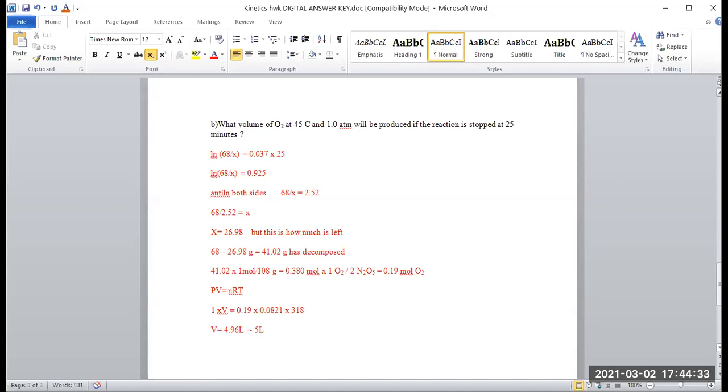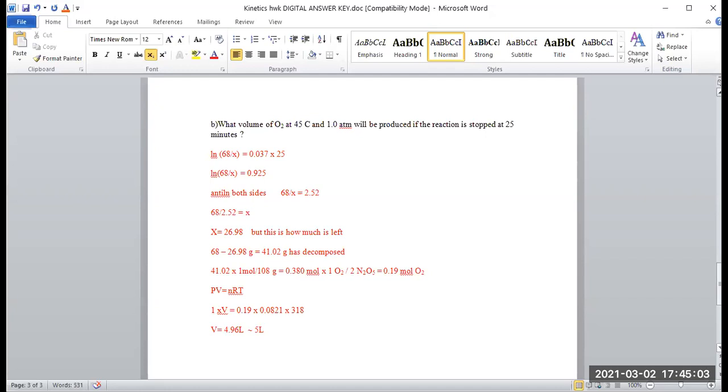You started out with 68. You had not quite 27 after those 25 minutes. That means 41 grams of it actually turned into oxygen and other substances. Divide by your molar mass, so 108. That gives you 0.38 moles.